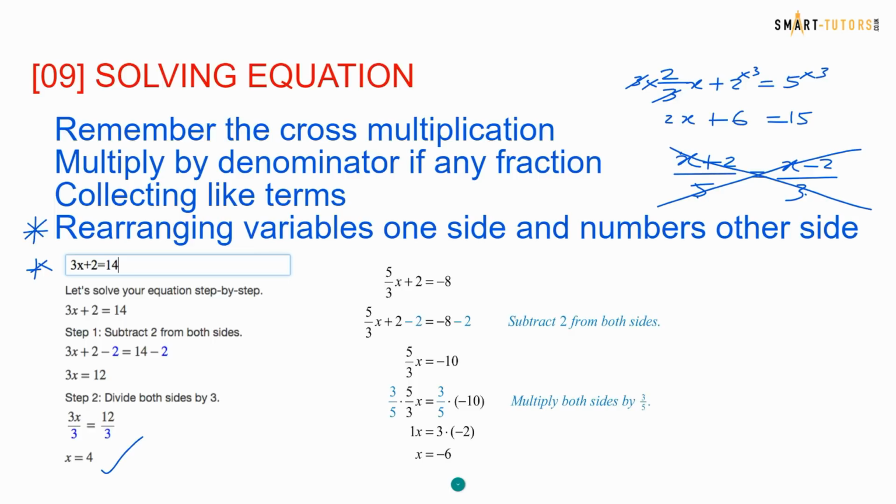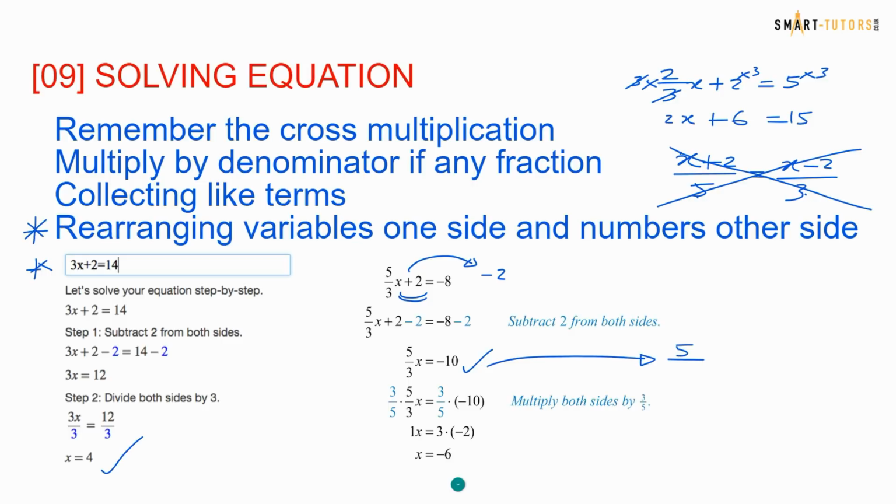The next question, 5 over 3 x plus 2 equals minus 8. The plus 2, we need to get rid of it. So take the plus 2 to the other side, which means minus 2 on the other side. Minus 8 minus 2 becomes minus 10. Now the problem is that you need to get rid of the 3. So from this step, I'm going to do it a different way.